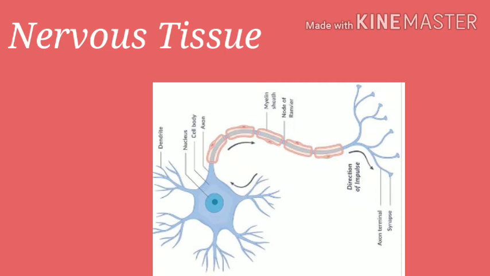Suppose you are entering into a room in which the AC is on. So you feel cold when you enter the room. So how do you recognize the temperature is very low? It is because of the nervous system. Then hot, pain, all these things are recognized by our body because of the nervous system. So nervous tissue helps to recognize these changes and helps our body to respond according to these changes.